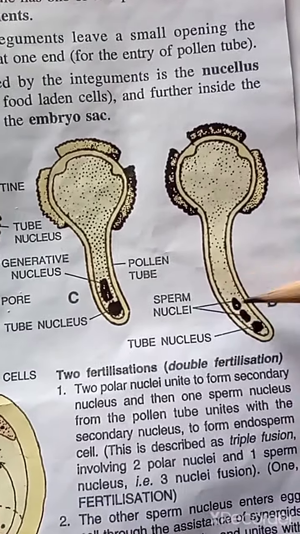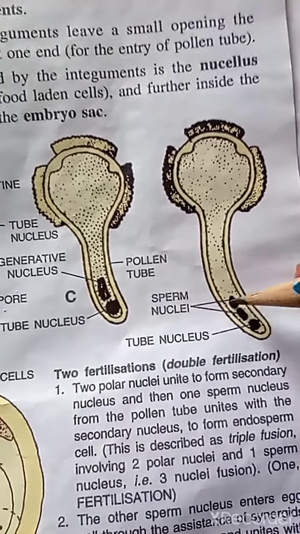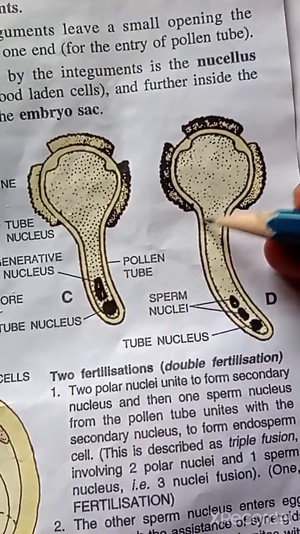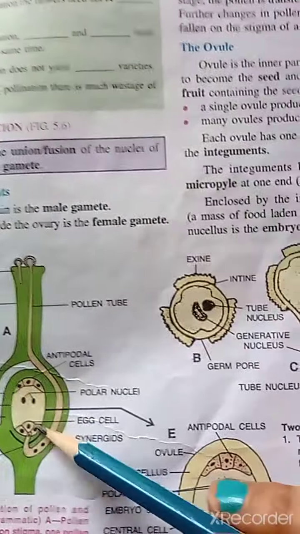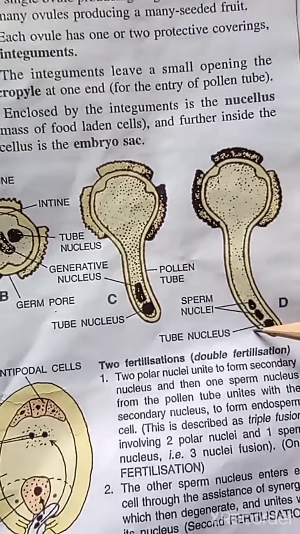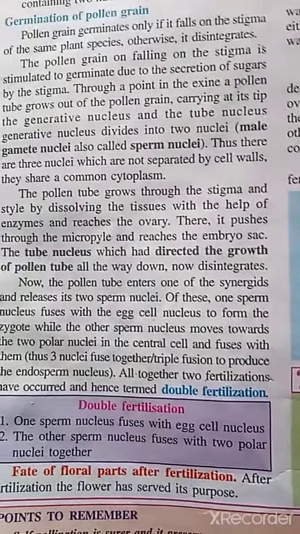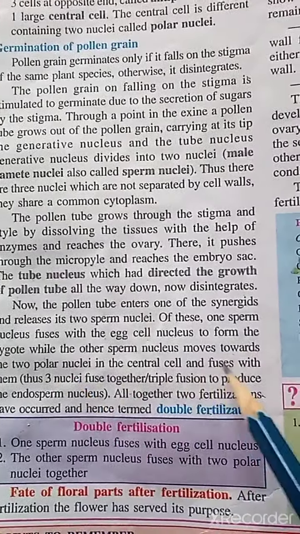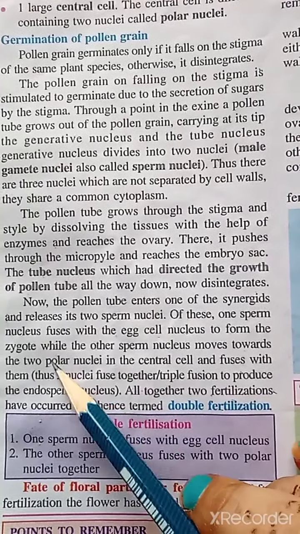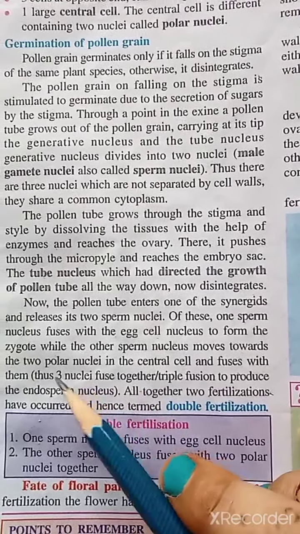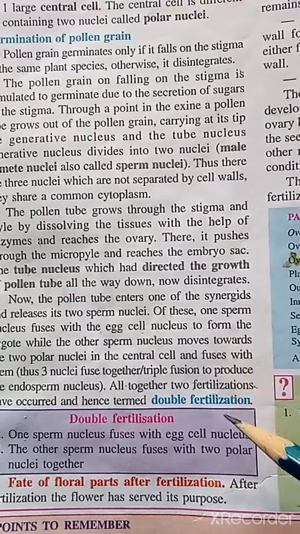As I have told you, students, see here, in the pollen grain 2 types of cells are there. This is the tube nucleus and these are the 2 sperm nuclei. So these sperm nuclei only will fertilize, and after the pollen tube goes inside the ovule, this tube nucleus will degenerate. Of the sperm nuclei, one will fertilize the ovule and form the zygote, and the other will fertilize with the polar nuclei, and hence this is called double fertilization.